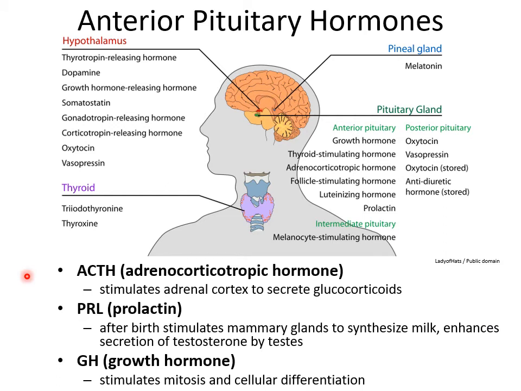And then there are a bunch of other hormones. Some you will find pretty familiar, like growth hormone. That's kind of self-explanatory. It stimulates mitosis and cell differentiation. And then some other weird hormones that right now you may be unfamiliar with, but by the end of the course, hopefully you will be very familiar with them, including prolactin. Prolactin is what stimulates lactation after childbirth, the production of milk, and adrenocorticotropic hormone, which stimulates the adrenal cortex to secrete its glucocorticoids, which will be coming up in a future slide.